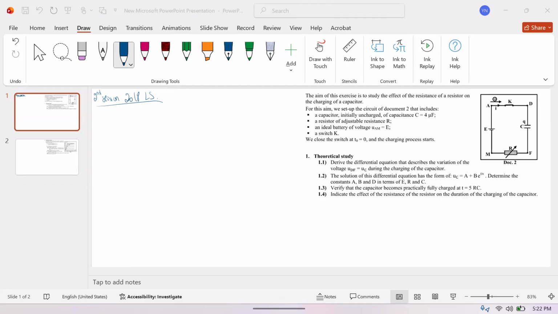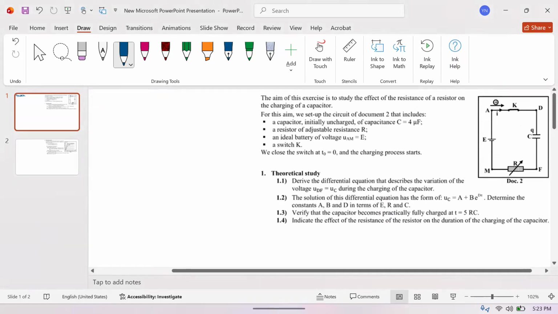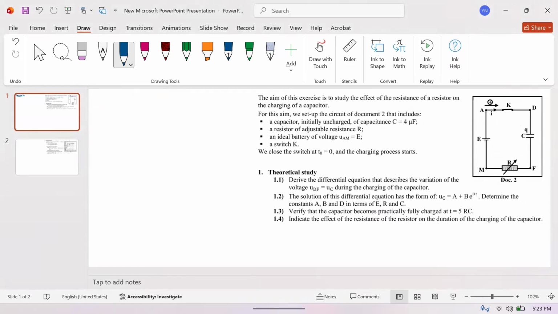Now we will be solving the second session 2018 for grade 12 LS. Okay, and as usual, we have a capacitor that is initially uncharged. So at the beginning of the experiment, UC was simply 0 volts. We have the capacitance, a resistor of adjustable resistance, an ideal battery E, and the switch.